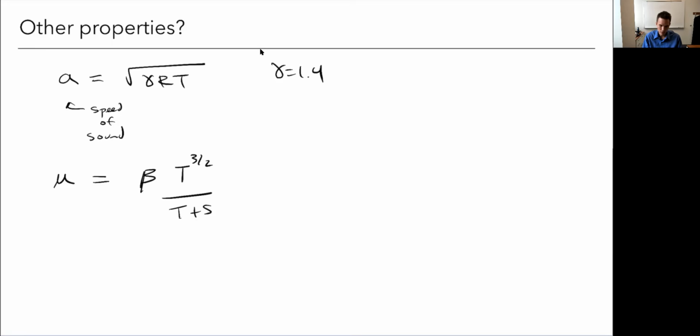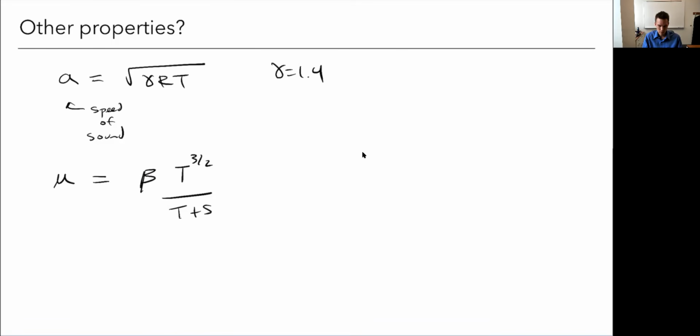The important point here, though, for us is that speed of sound is just a function of temperature. These are constants. Viscosity, just a function of temperature. These other things are constants. So since we already know the temperature profile, we also know how the speed of sound varies. We know how viscosity varies throughout the atmosphere.